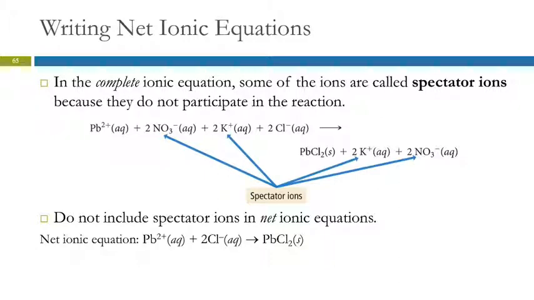So when we look at the complete ionic equation, here's that same equation just spread out a little bit. If we look at the nitrate ions, nitrate ion is present in the reactants and in the products. Over here, did anything really happen to the nitrate ion?